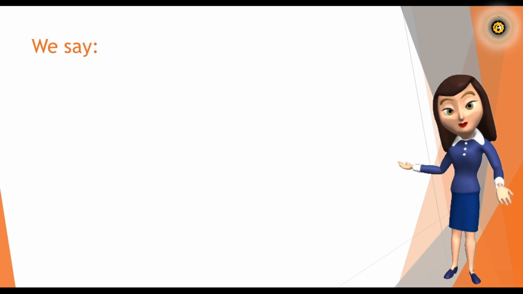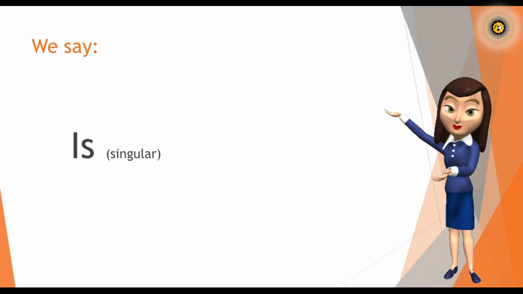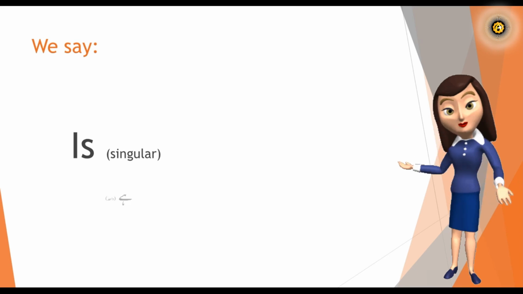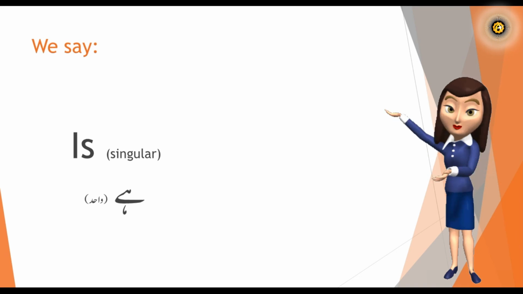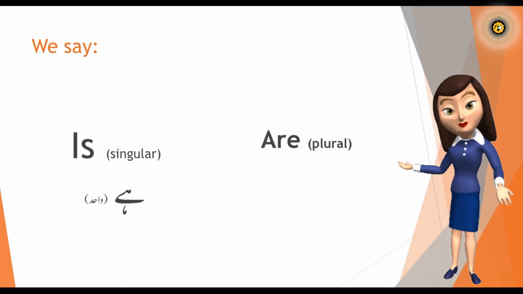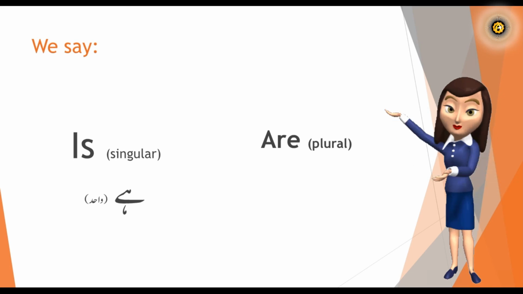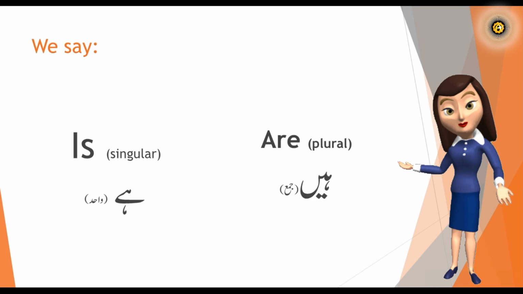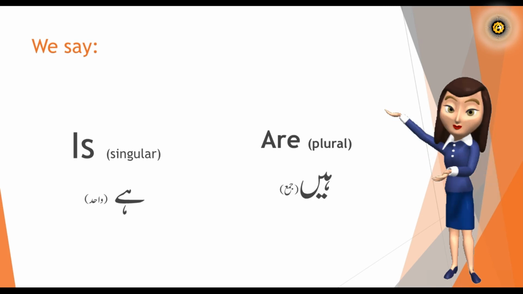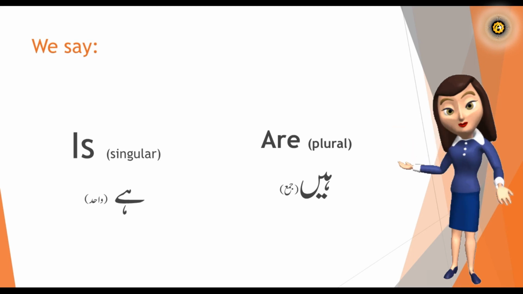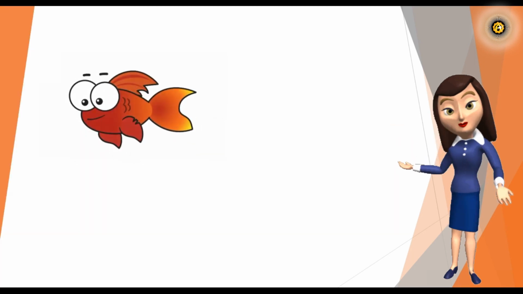Okay, so you remember we say is for singular things, and in Urdu we say hai for singular things. Also in English we say are for plurals or more than one things, and in Urdu we say hai for plural or more than one things. Do remember this, okay?